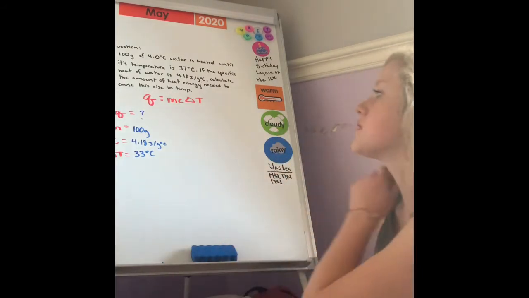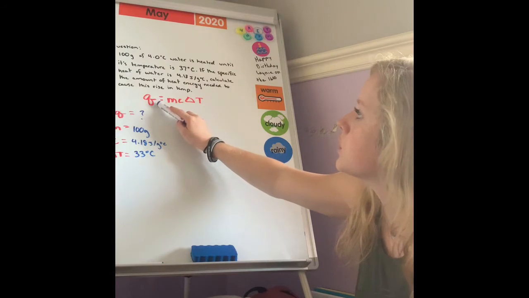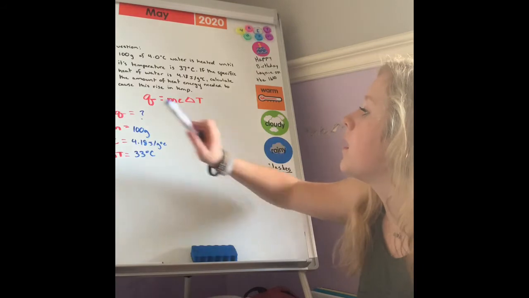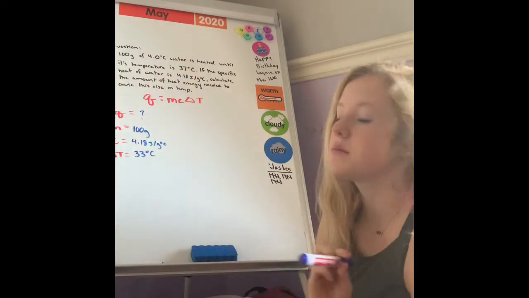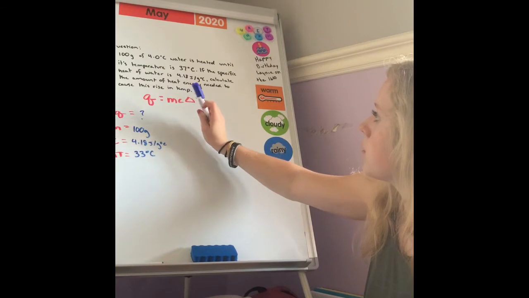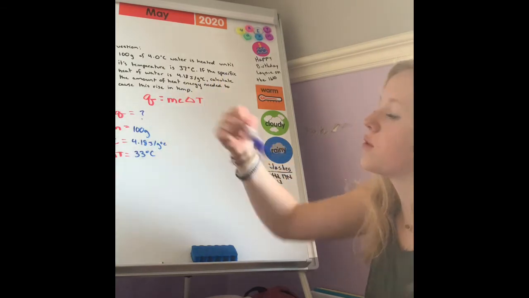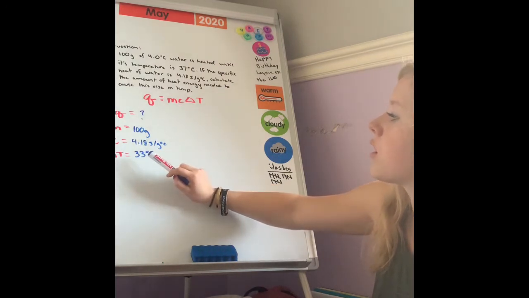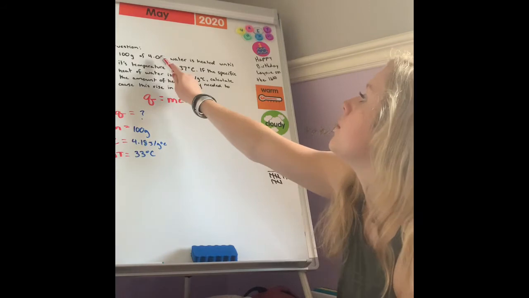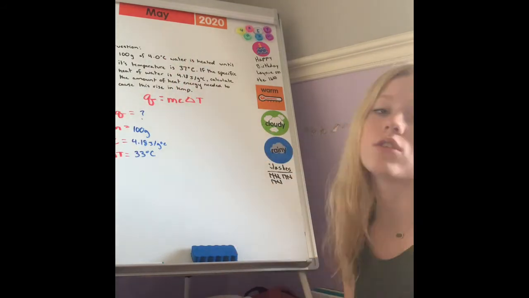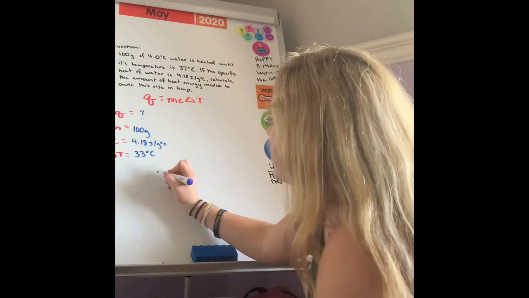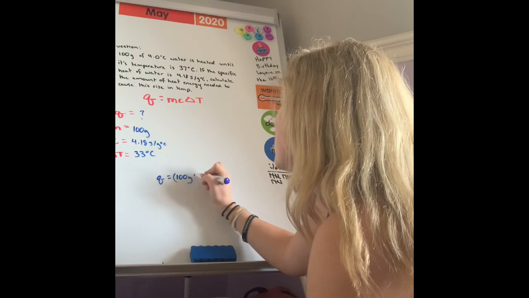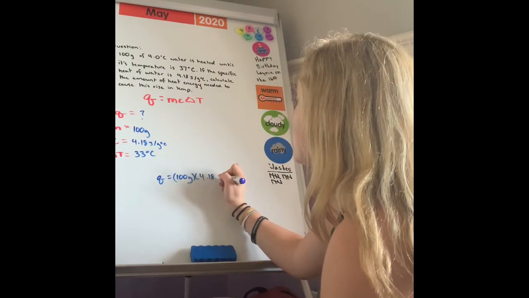So I already figured out the numbers for our variables. Q is the heat energy that we're trying to find out, so we don't know that one. M is our mass, and our mass is 100 grams. C is our specific heat, and it is 4.18 joules over grams degrees Celsius. And then delta T would be our change in temperature, which we're going from 4 degrees to 37 degrees, so that's 33 degrees.